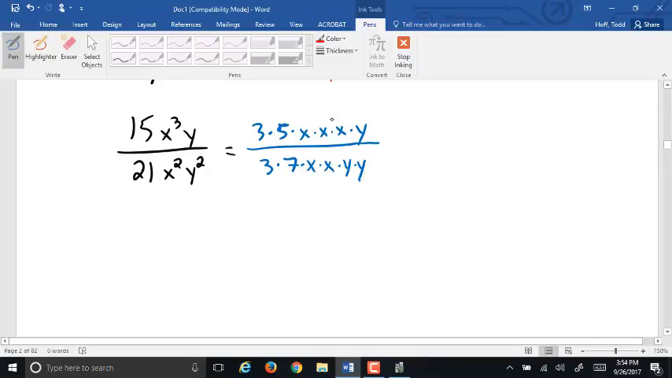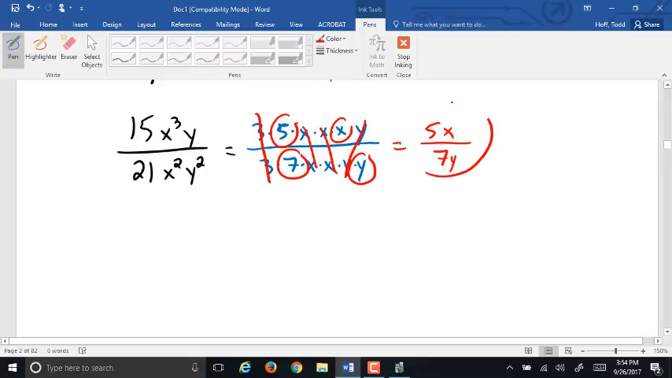Now, as we look at this, what can we cancel out? We can cancel out a 3. Good. Anything else? We can cancel out 2 x's and a y. What's left on top? 5 times x is 5x. What's left on bottom? 7 times y is 7y. And that's it. We've reduced that fraction.